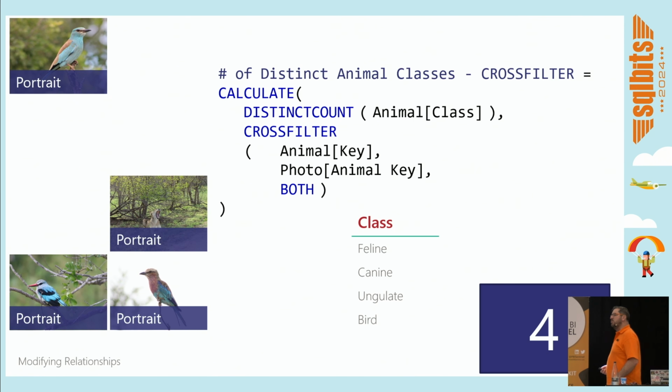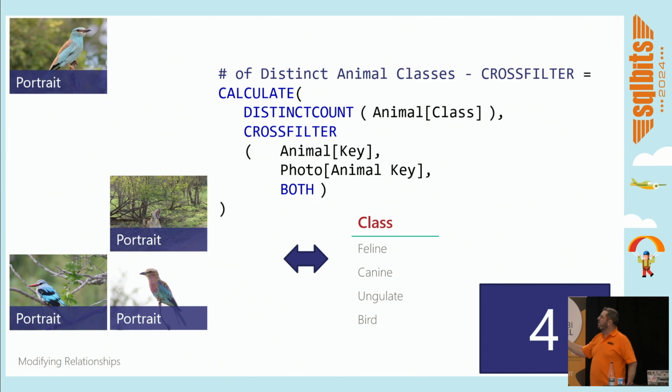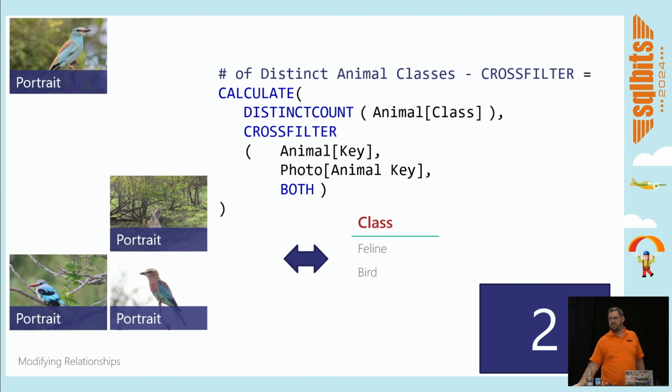So now what we have to do is introduce a filter modifier or a relationship modifier, and we're using the cross filter one in this example. And what does that say we do? We do the distinct count as we were doing before, but instead of using the relationship in the model, we introduce artificially a relationship between animal key and photo key in both directions. That both keyword at the end means we're using the relationship in both directions. So when we filter down records on our left-hand table, it also filters down that table, which only brings back 2, which is our expected result.